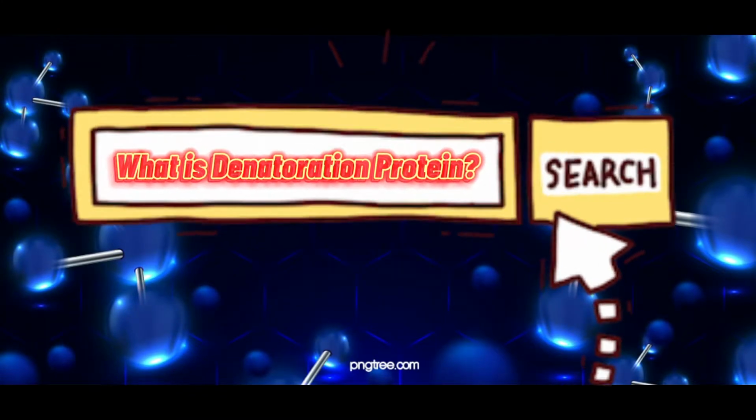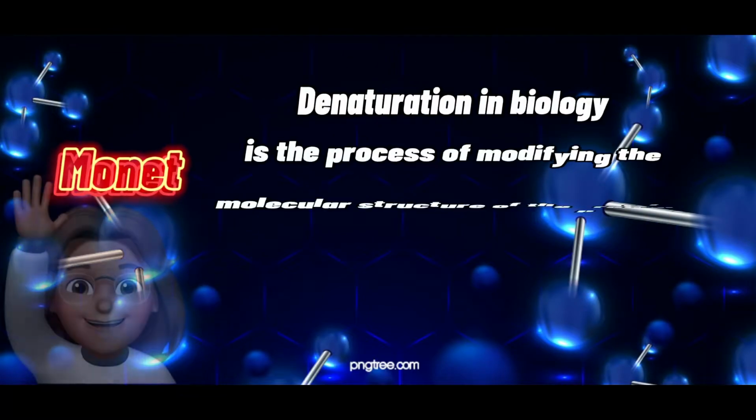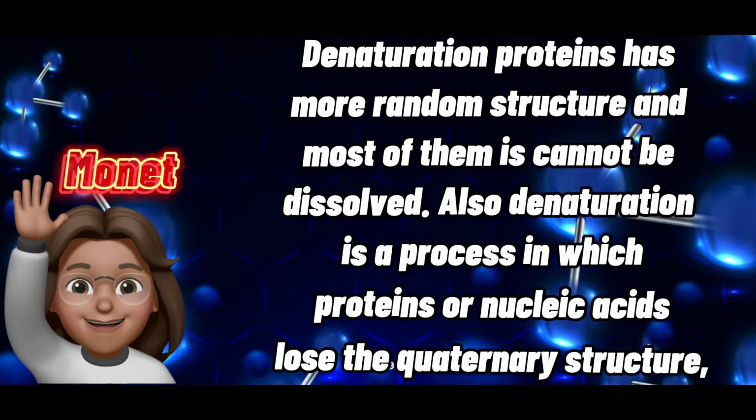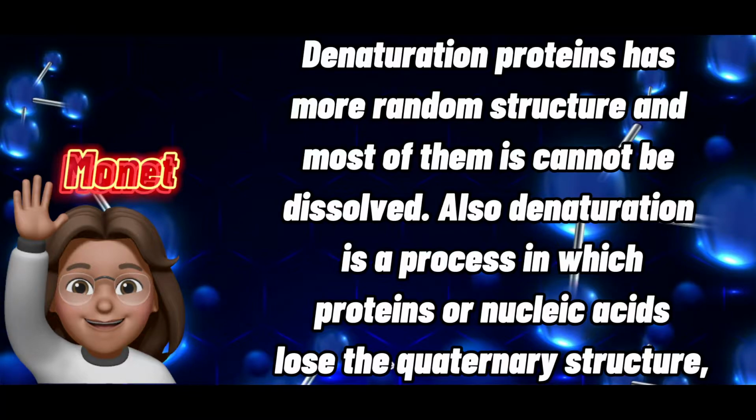What is protein denaturation? Denaturation in biology is the process of modifying the molecular structure of the protein. Denaturation involves the breaking of many of the weak linkages or bonds. Denatured proteins have a more random structure, and most of them cannot be dissolved.